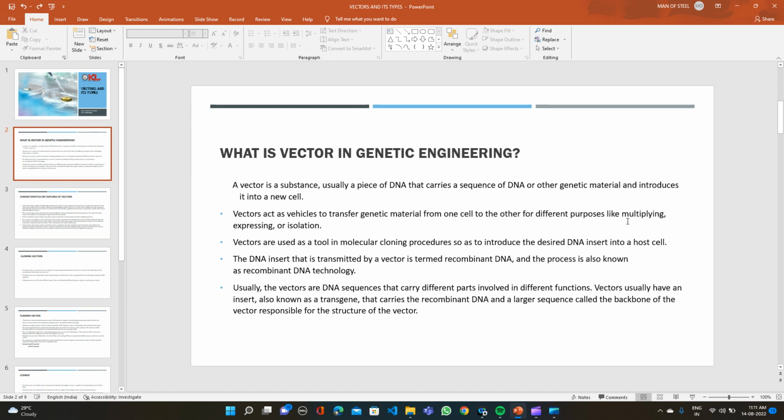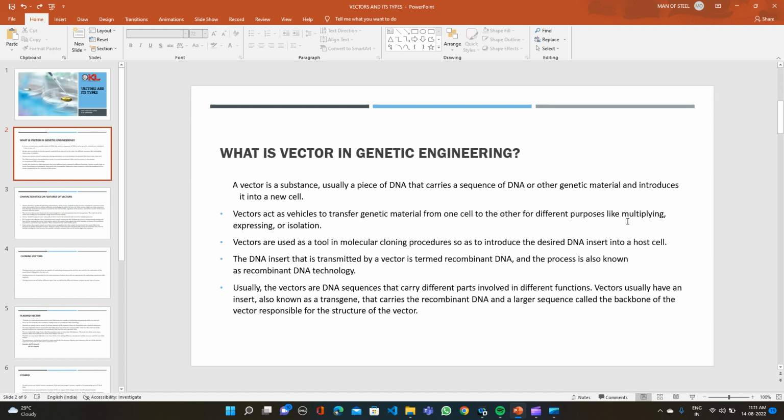Vectors are used as a tool in molecular cloning procedures so as to introduce the desired DNA insert into a host cell. The DNA insert that is transmitted by a vector is the recombinant DNA, and the process is also known as recombinant DNA technology.